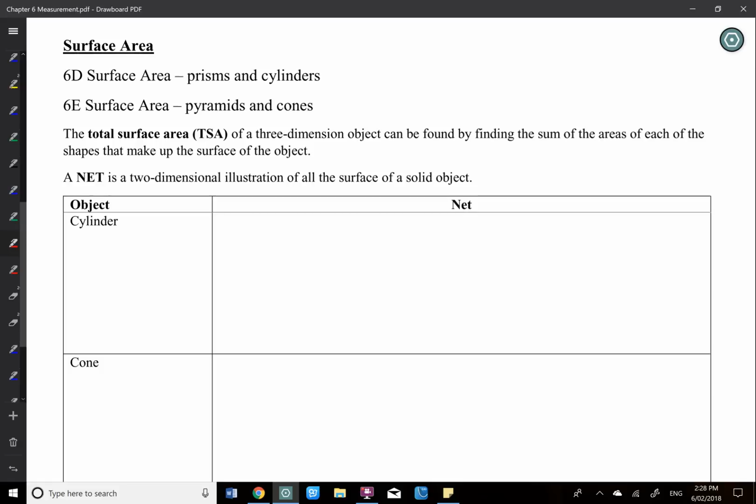We're talking about a couple of three-dimensional objects. So we have prism, cylinder, pyramid, and cones. We are going to talk about those four three-dimensional objects. We are going to talk about the volume, and we are going to talk about the surface area.